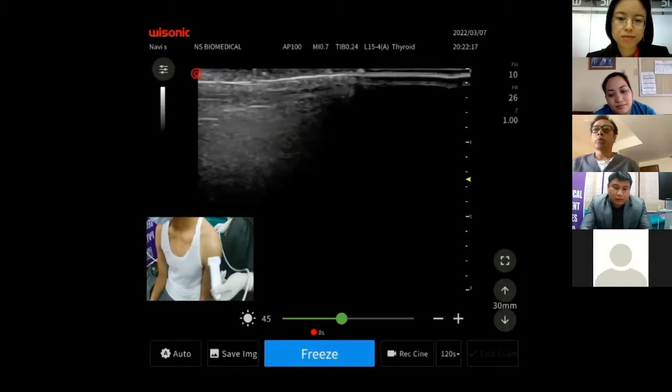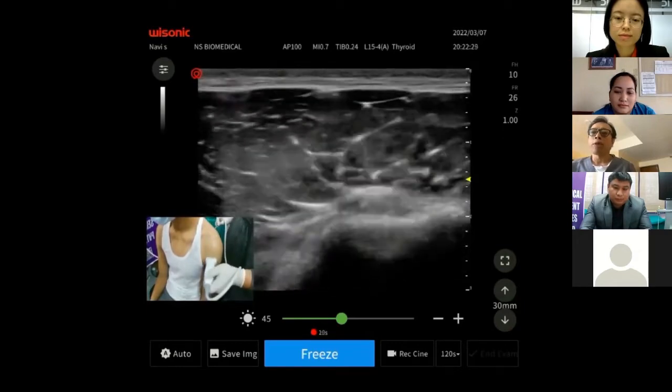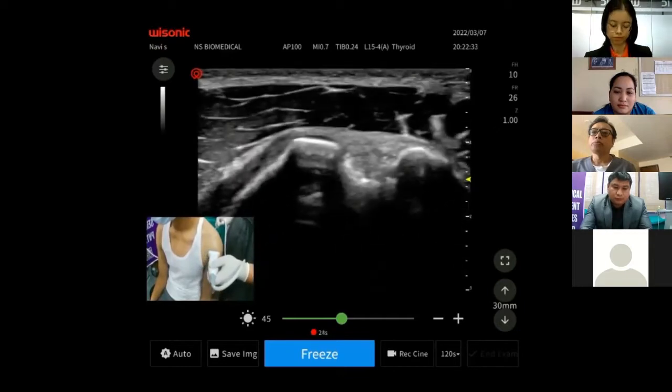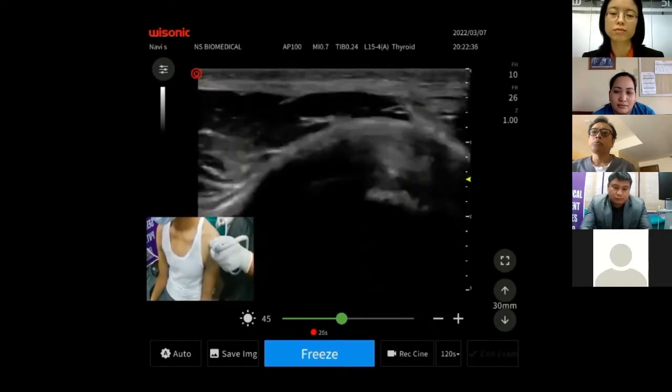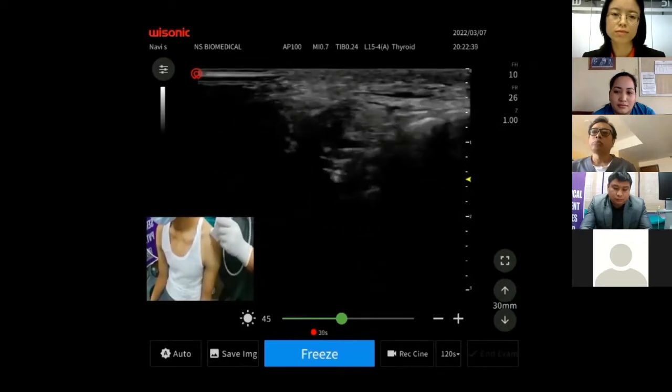So now we're going to look at the acromioclavicular joint. It is a very superficial structure, and we can see it by either palpating the very superficial AC joint and putting our probe over it, or we can just scan the bicipital groove again. And from the bicipital groove, we just scan up, up, up, up, up, and we reach the acromioclavicular joint.